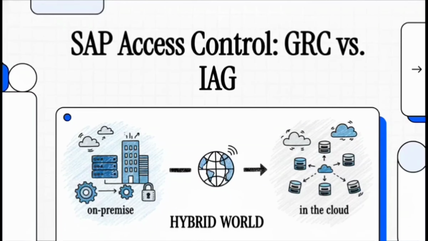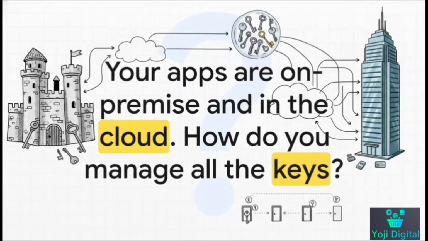Today our topic is SAP Access Control, GRC versus IAG. If you're running SAP, you're likely living in two worlds at once. You have your reliable on-premise systems, but you're also expanding into the cloud. The big question is, how do you manage access across both? Today we are breaking down SAP's two main solutions for taming this hybrid environment.